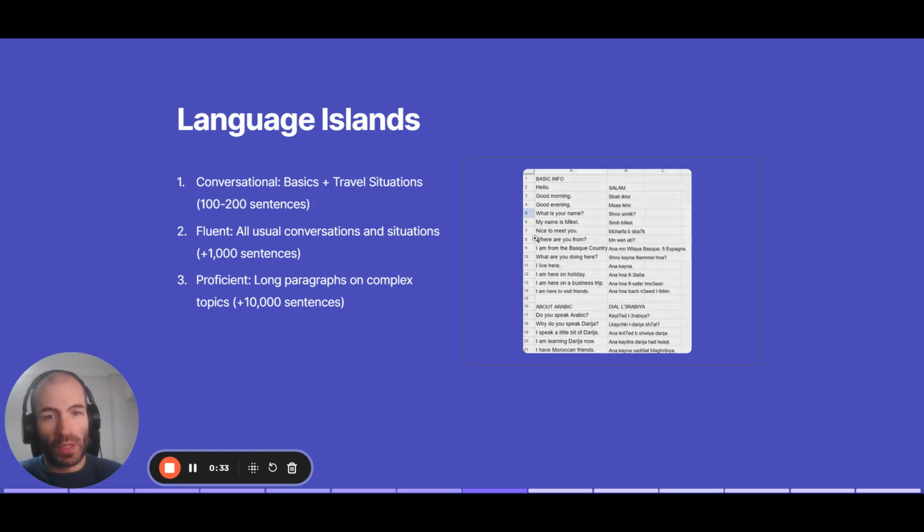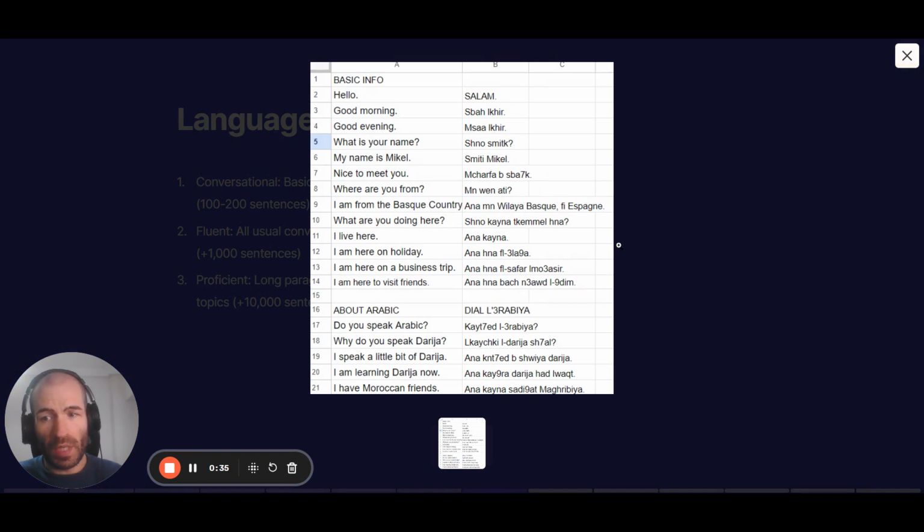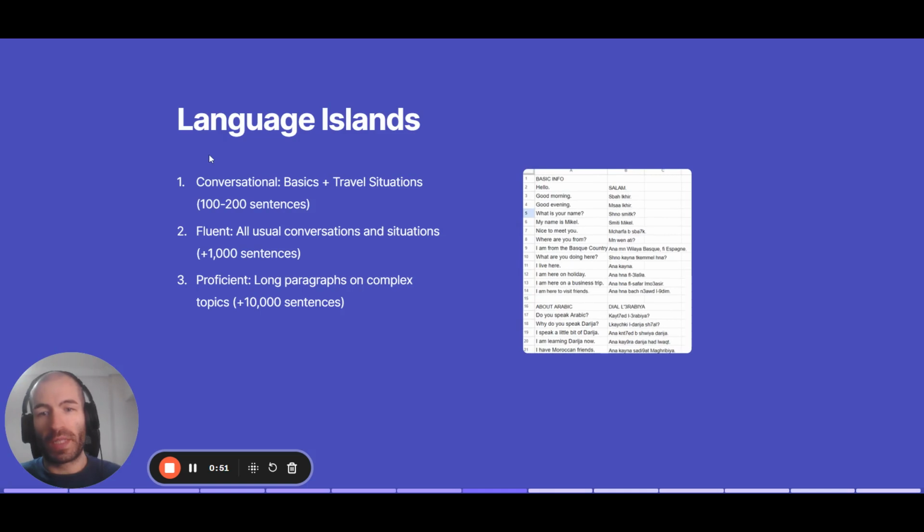Basically, what we do is write a list of sentences that we want to use in the language, and then we translate them into the language that we're trying to learn. In this case, this is Moroccan Arabic, and now we learn the sentences. Where do we get the sentences from? Well, there are three levels that I use.